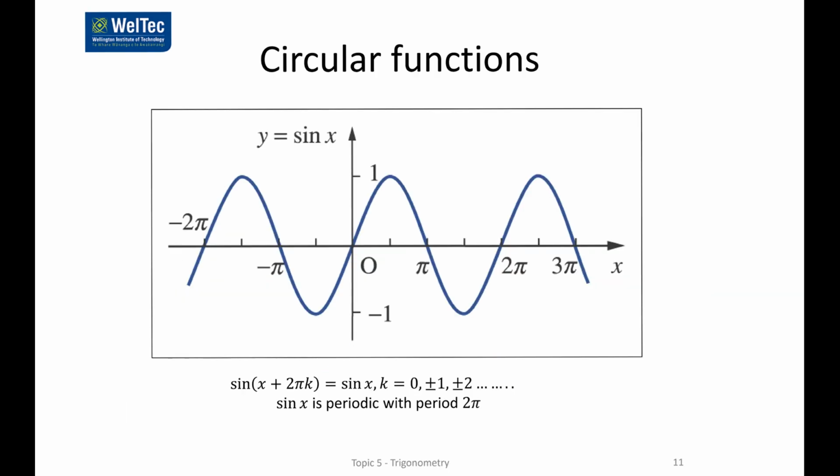I'm sure you already know that the sine curve goes on indefinitely to the right and to the left, and we can write that as sine of x plus 2 pi k, or sometimes 2 pi n, where n is just a number, 1, 2, and so on. What we are noticing there is that the period of this is 2 pi. It goes from 0 to 2 pi, and then it repeats itself. So it has a period of 2 pi.